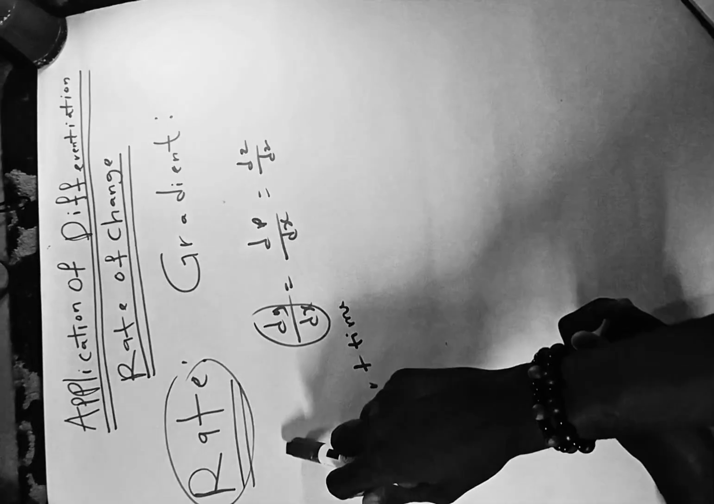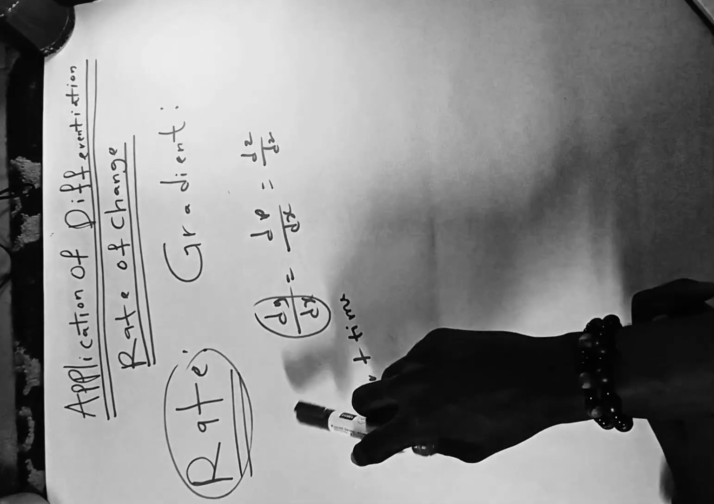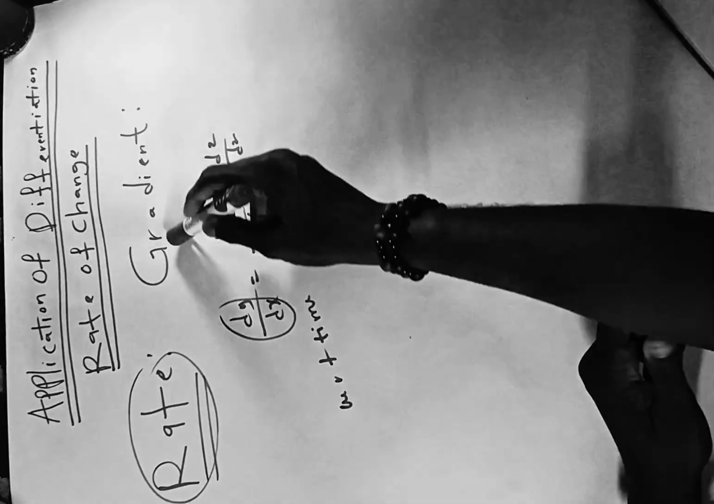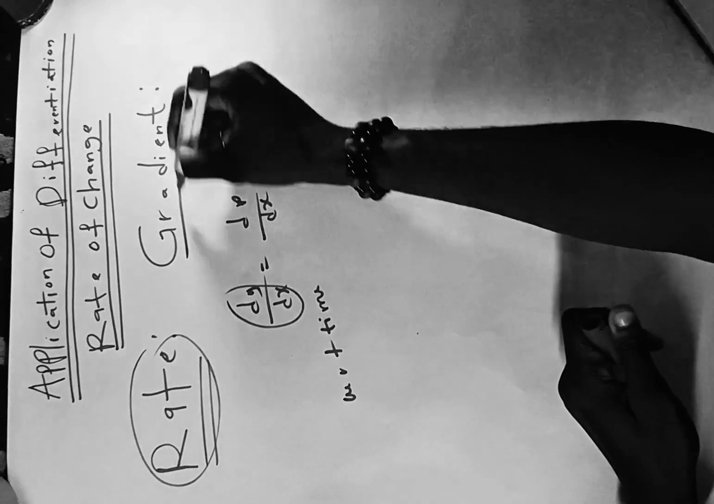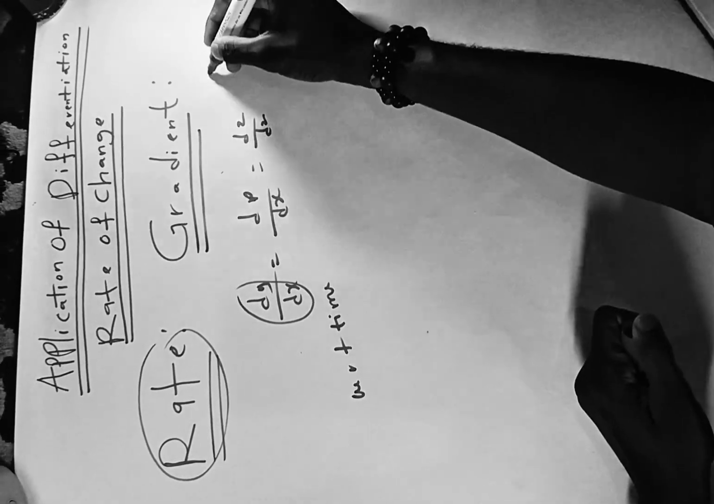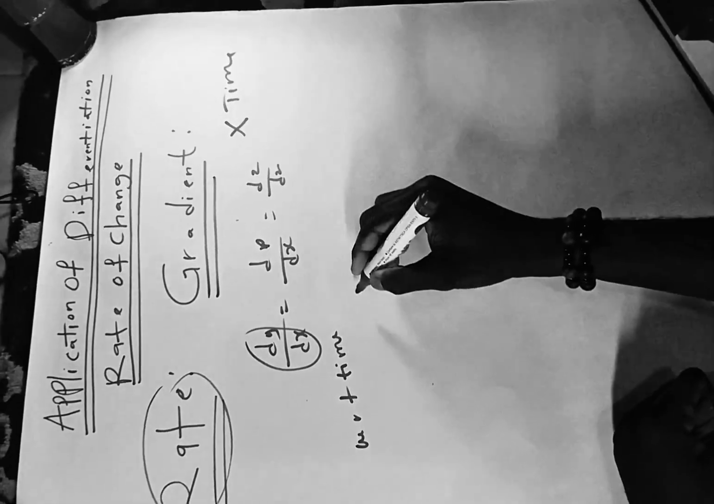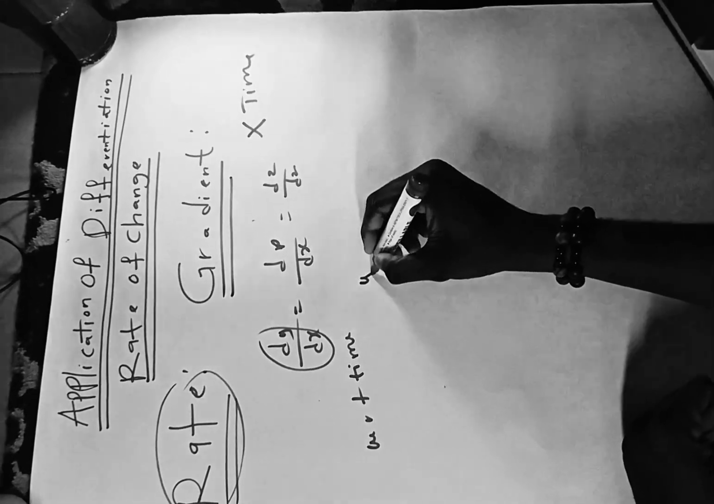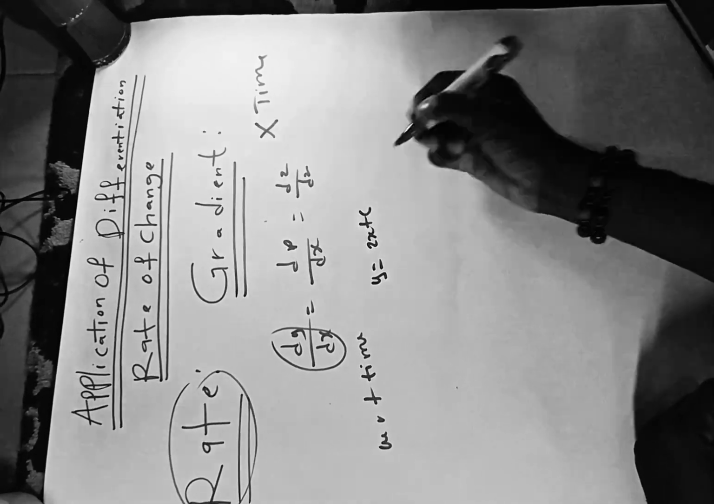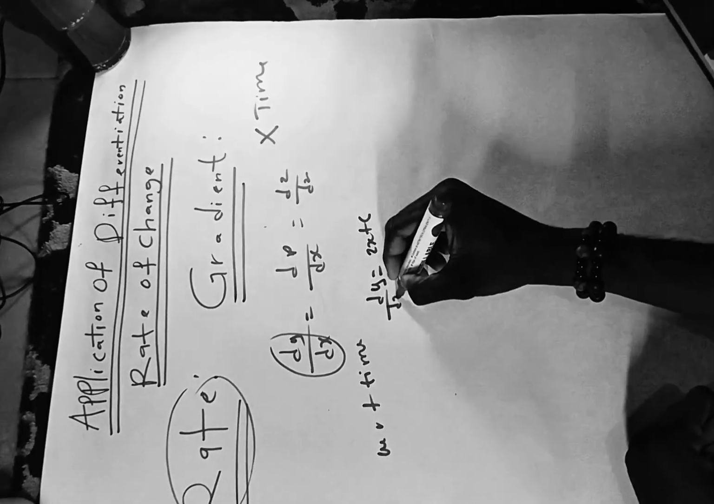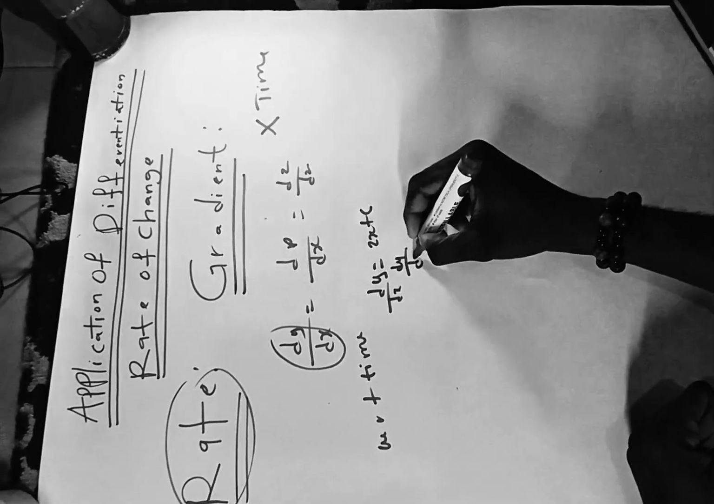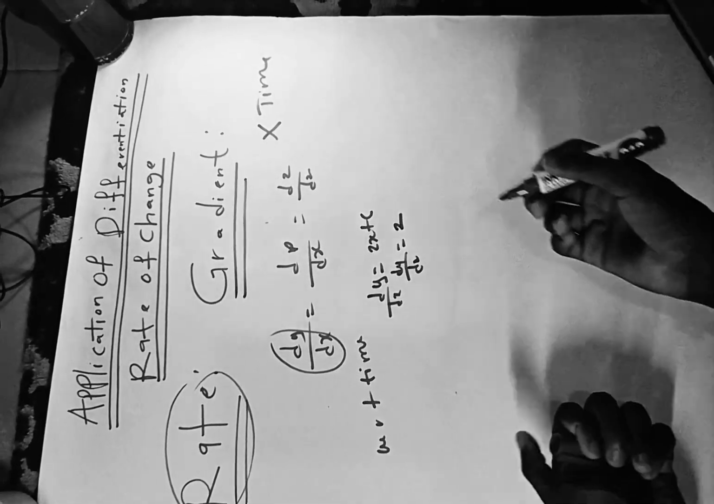The difference between the rate and the gradient is that with rate, you are calculating change with respect to time, and with gradient, you are calculating change with respect to another variable or parameter that is not time. For instance, let's say we have something like y equals 2x plus 6, right? And we differentiate this function, we're going to have dy by dx is equal to 2 from your normal differentiation.